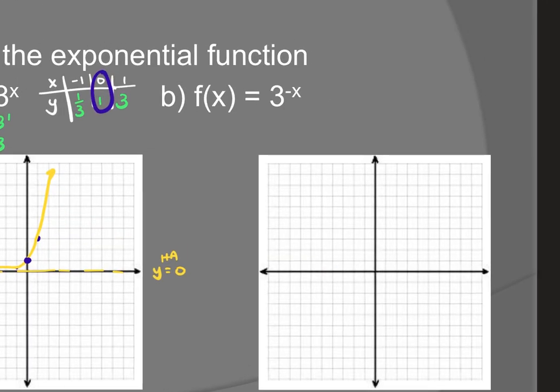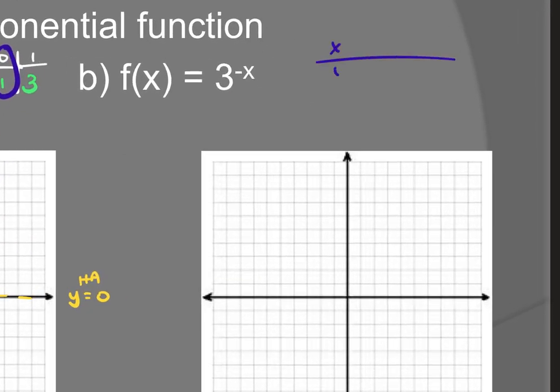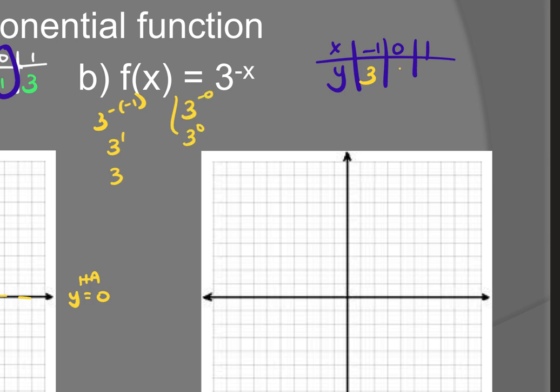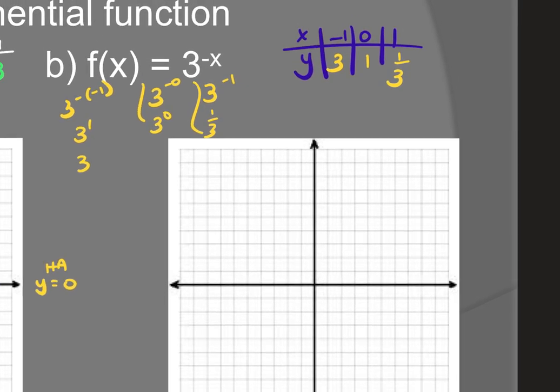All right, go to B. Same thing. I'm going to plot those same 3 points, negative 1, 0, and 1. My exponent is a negative x, so I'd get 3 to the negative 1, or 3 to the first, which is 3. Good. 3 to the negative 0, which is just 3 to the 0, or 1. And 3 to the negative 1, which is 1/3. Good. And then I go to my graph: (-1, 3), (0, 1), and (1, 1/3).